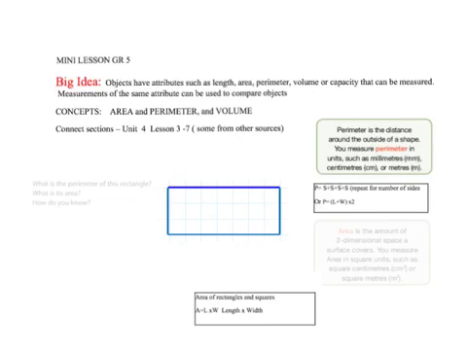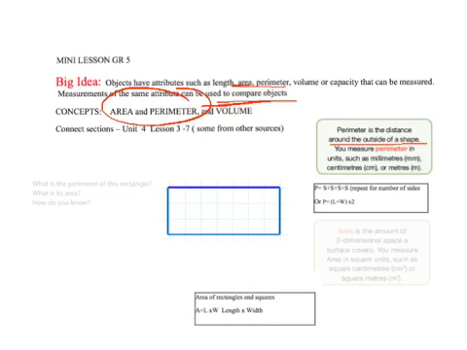Right, today we're going to talk primarily about area and perimeter. Remember, our big idea is that objects have attributes such as area and perimeter that can be used to compare objects. So we're going to actually be doing some comparing.